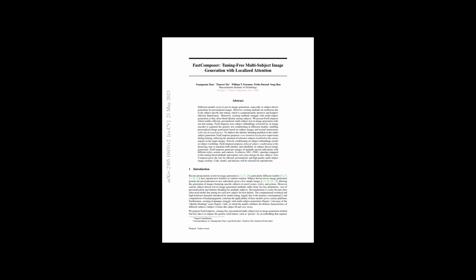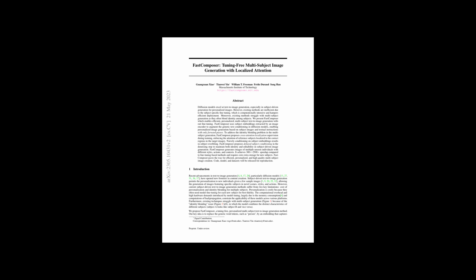FastComposer is a new method introduced by researchers from the Massachusetts Institute of Technology for efficient and personalized text-to-image generation that doesn't require fine-tuning. This method is specifically adept at creating images that feature multiple subjects without blending their identities, a common issue with existing models. FastComposer uses subject embeddings extracted from images combined with text inputs, and it applies a unique training technique that ensures localized attention to the correct regions of the target image. This allows the system to maintain identity and editability in the created images.